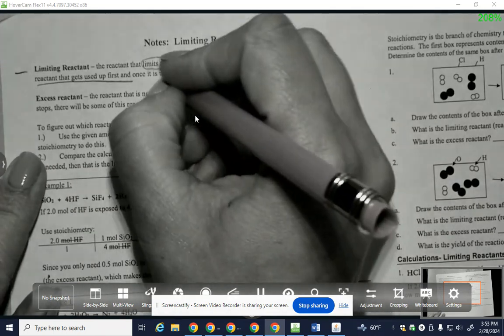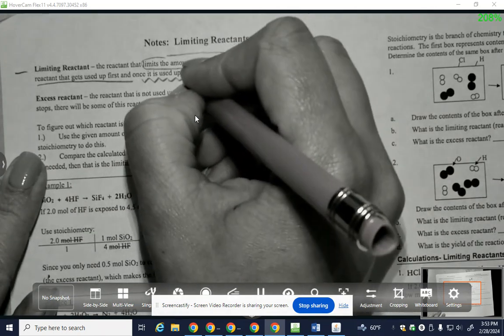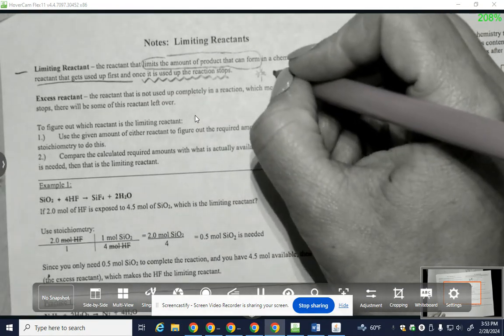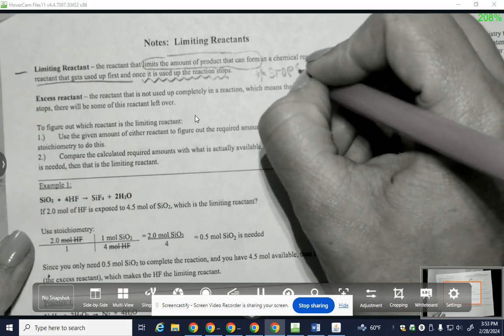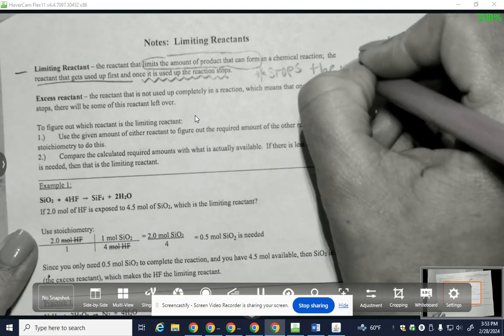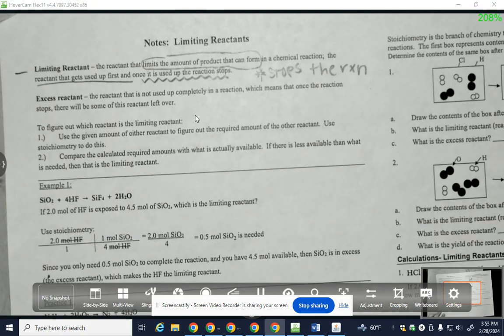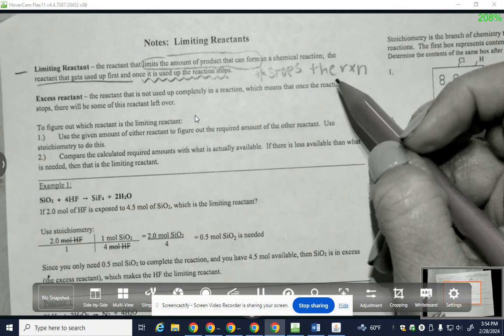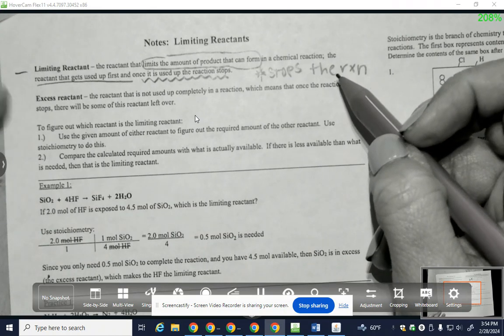And once it's used up, the reaction is going to stop. So ultimately, your limiting reactant stops the reaction. By the way, RXN is shorthand for reaction. So our limiting reactant is ultimately the thing that decides that something's going to stop.